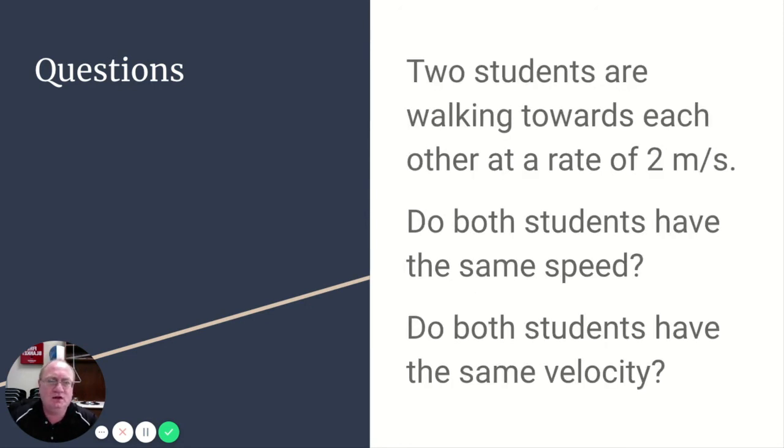If we have two students walking towards each other at a rate of 2 meters per second, then they would have the same speed, but not the same velocity. If they were going in the same direction, they would have the same speed, the same magnitude, and the same direction, so they would have the same velocity. Because remember, velocity is both speed and direction. So if you've got the same velocity, you automatically have the same speed. But if we have two things that have the same speed, that doesn't necessarily mean that they have the same velocity. They could be going in different directions.